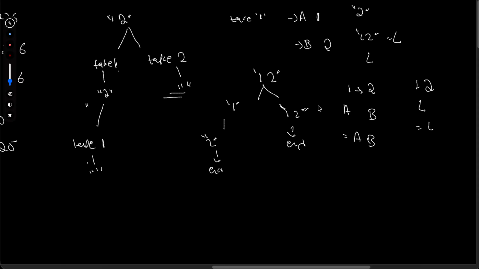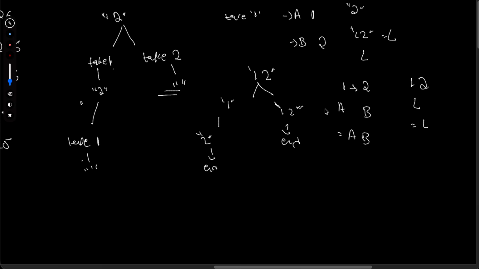Every time we see our numbers, we can either take one digit or two digits. Each choice creates a branch. Every branch that reaches the end is one valid decoding, okay. So, let's take another example.